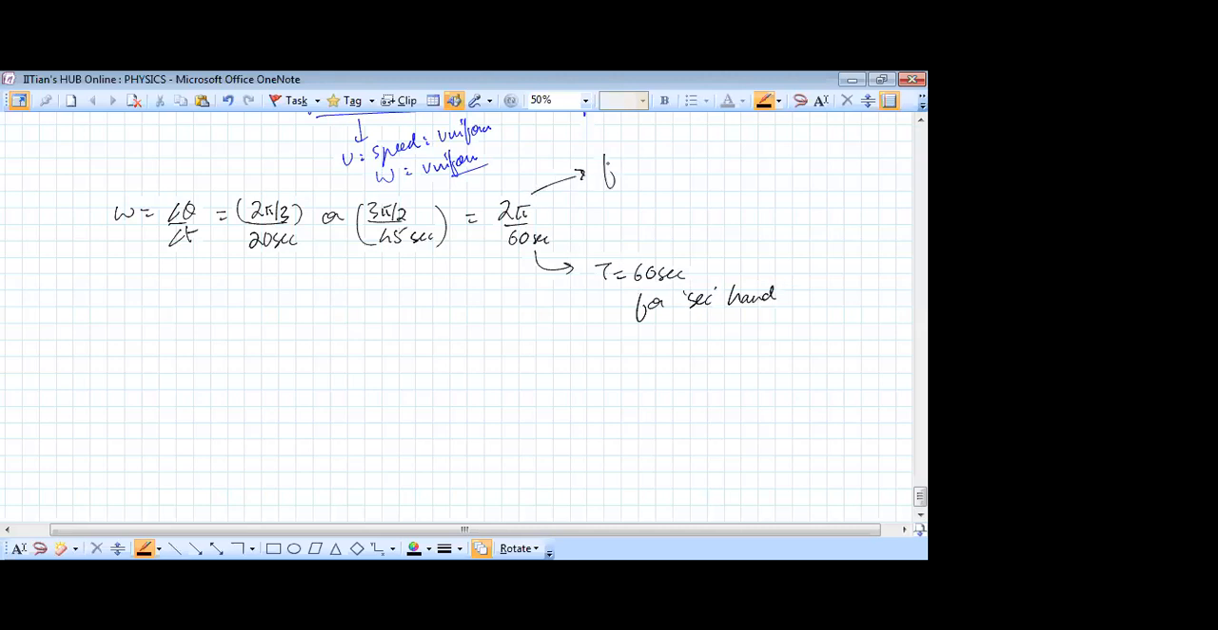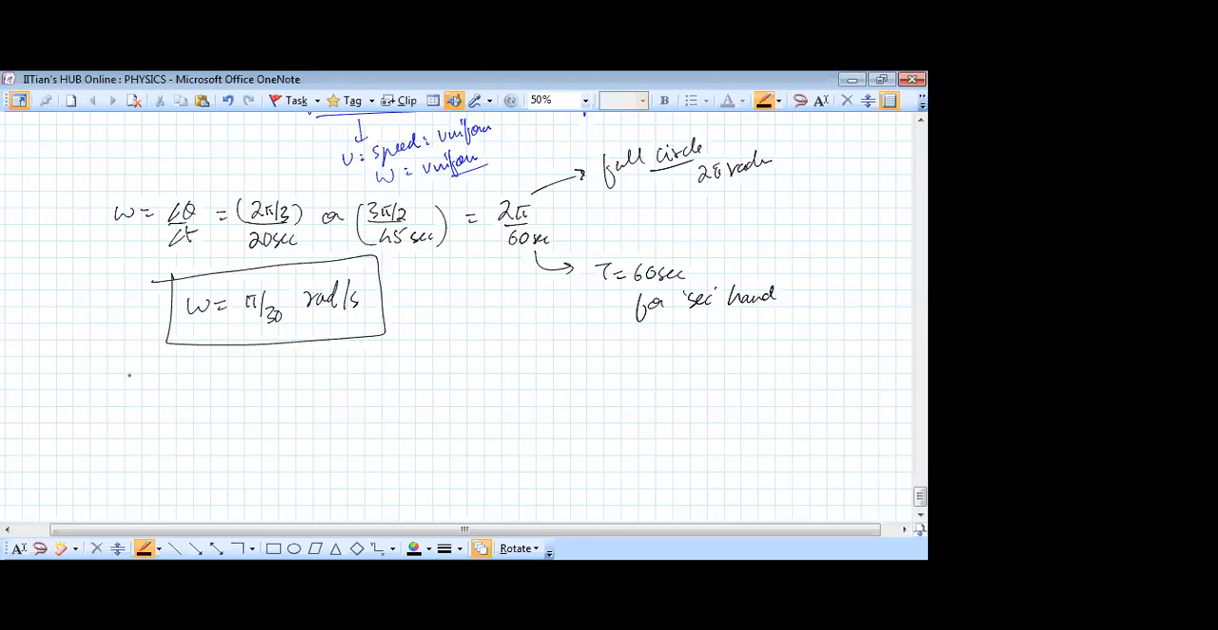And a full circle is 2 pi radians. So we can see that the angular speed is pi by 30 radians per second. That is the angular velocity of the seconds hand.